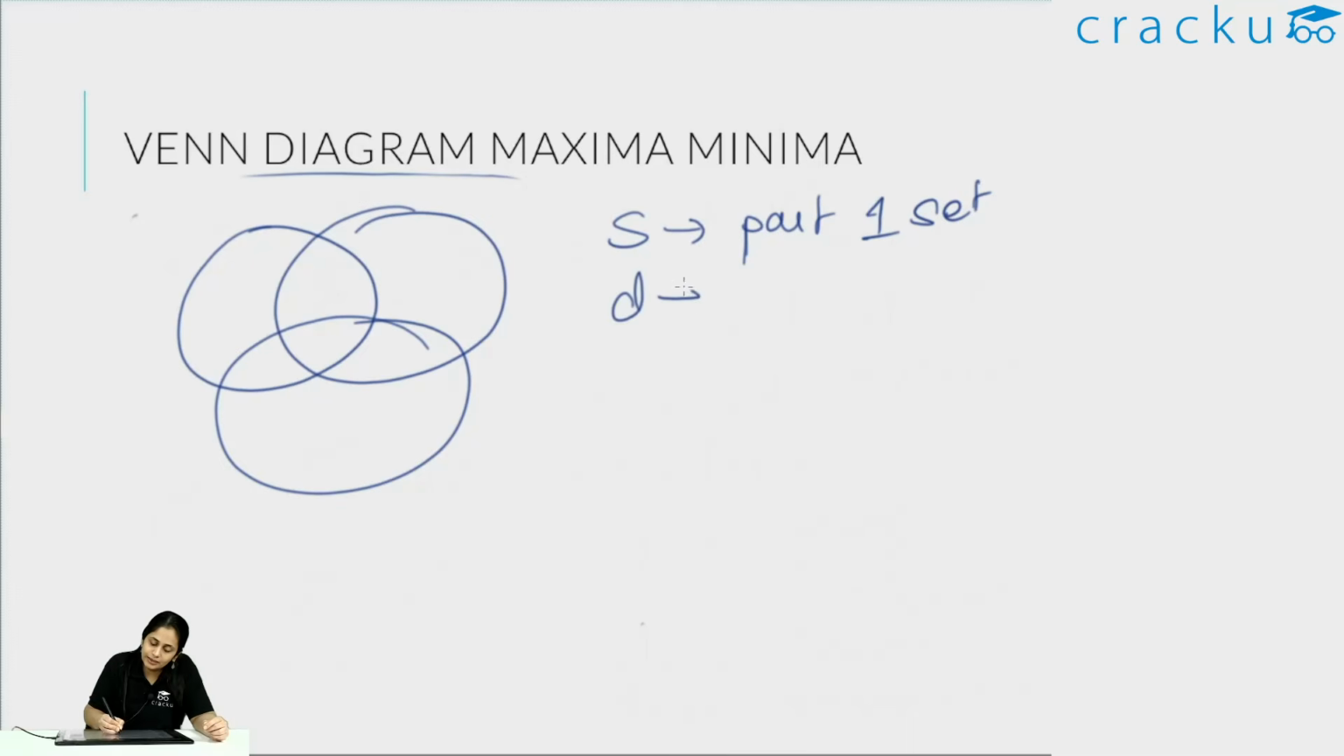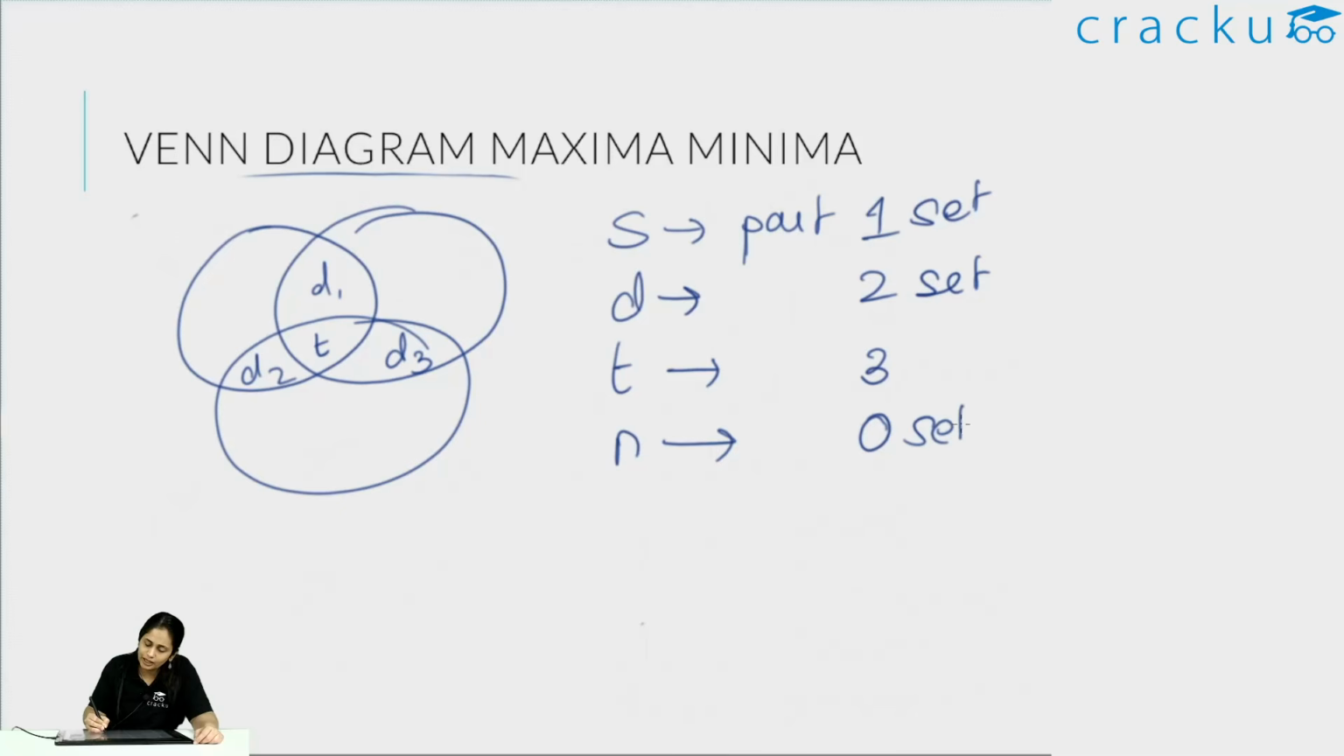Let D be the elements which are part of exactly two sets. Let T be the elements which are part of exactly three sets, which is over here. So this is T as such. This is say D1, D2, D3, which are part of D. And then finally you have N, which is not part of any set, part of zero sets.